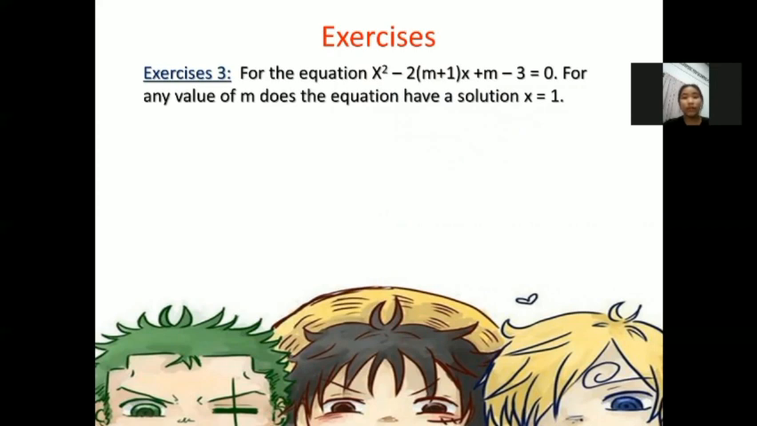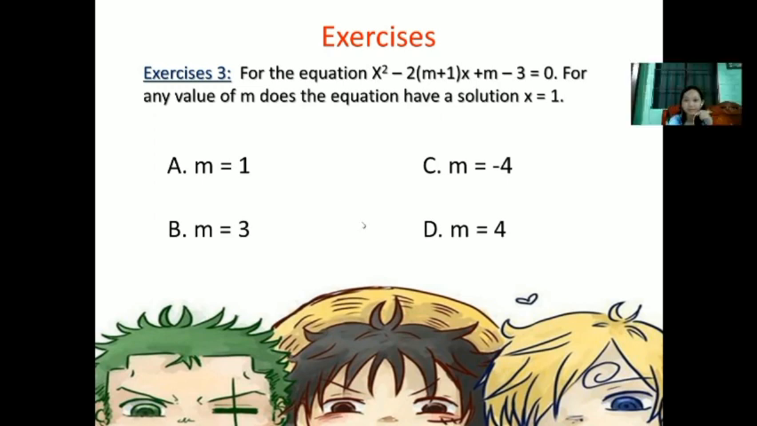Exercise 3. For the equation x squared minus 2 multiplied by (m plus 1) multiplied by x plus m minus 3 equals 0, for any value of m, the equation has two solutions, one of which is x equals 1. I invite Phương Anh Phạm. A, B, C, D, what do you choose? I choose C. That's right.